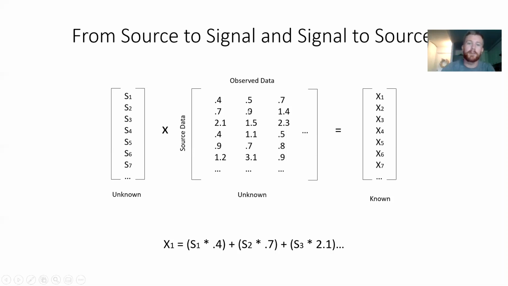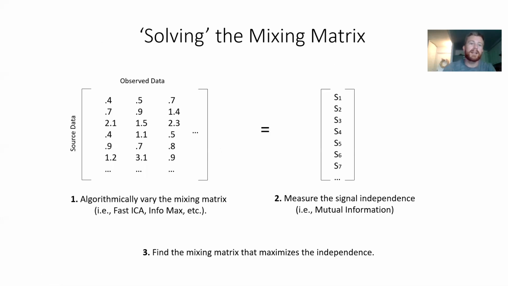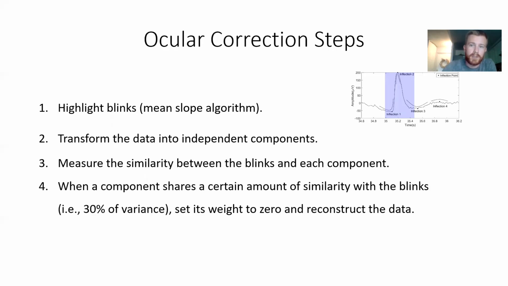So in order to do that, we need to solve this mixing/unmixing matrix so we can get from one to the other. And to do that, we just find the matrix that maximizes independence. And we've measured independence with mutual information. All right, so now that you understand the process of independent component analysis, you really know how it can be used to take out these eye blinks or these eye movements that we see in the data.